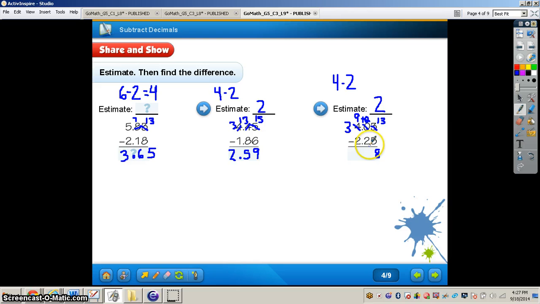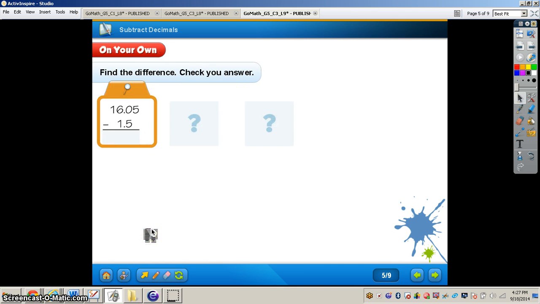9 tenths minus 2 tenths is 7 tenths. And 3 ones minus 2 ones is 1. For 1 and 78 hundredths, we know it's a reasonable answer because it's close to our estimate. Now I want you to work through this problem all by yourself. When you're finished, you can press play and I will have the answer for you. So pause the video now.